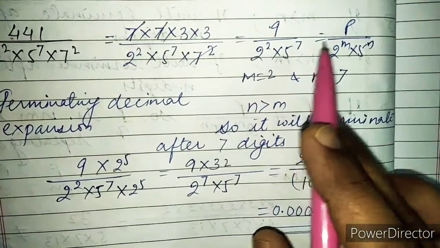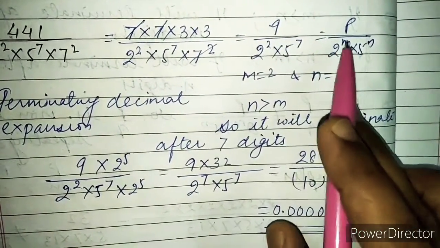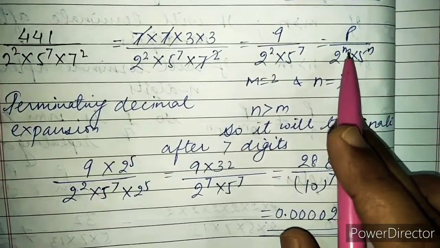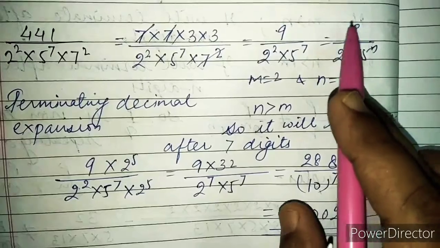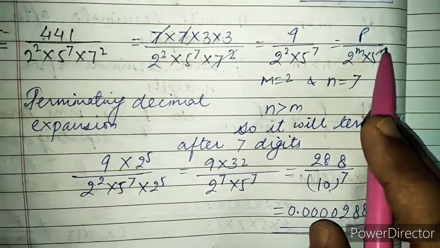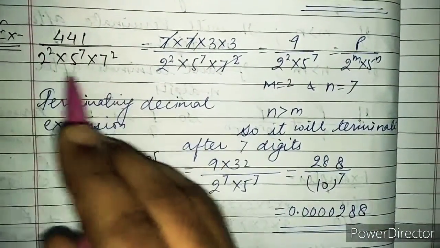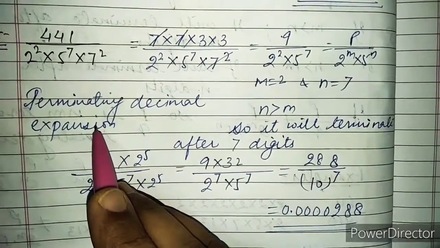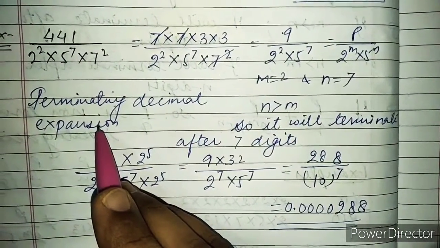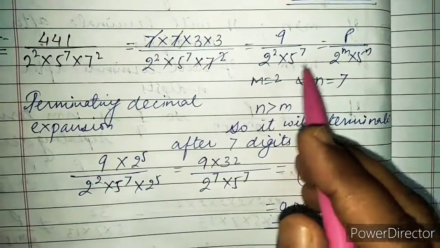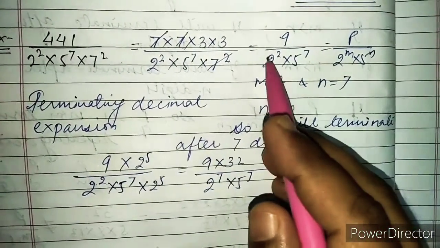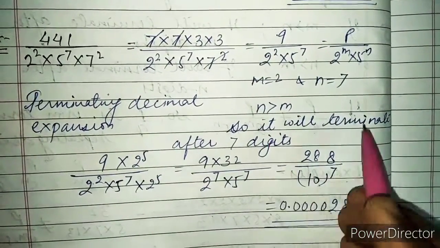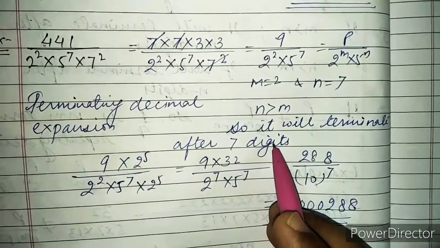Now it is in the form of p/2 to the power m into 5 to the power n. It means that this whole number is a terminating decimal expansion. Now the question is, after how many digits does it get terminated? So which is greater, m or n? m is 2, n is 7, greater is 7. So after 7 digits it will get terminated.